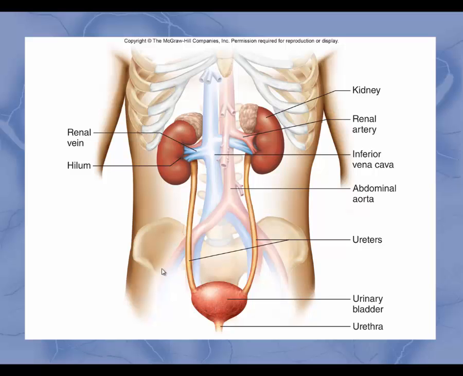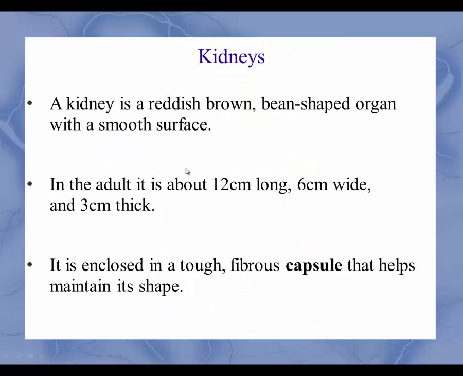Here's the generic image of the urinary system. Of course, the kidneys here, with the adrenals sitting on top. The ureters going down to the bladder, and then to the urethra. We'll talk about the kidneys first and work our way out of the system.